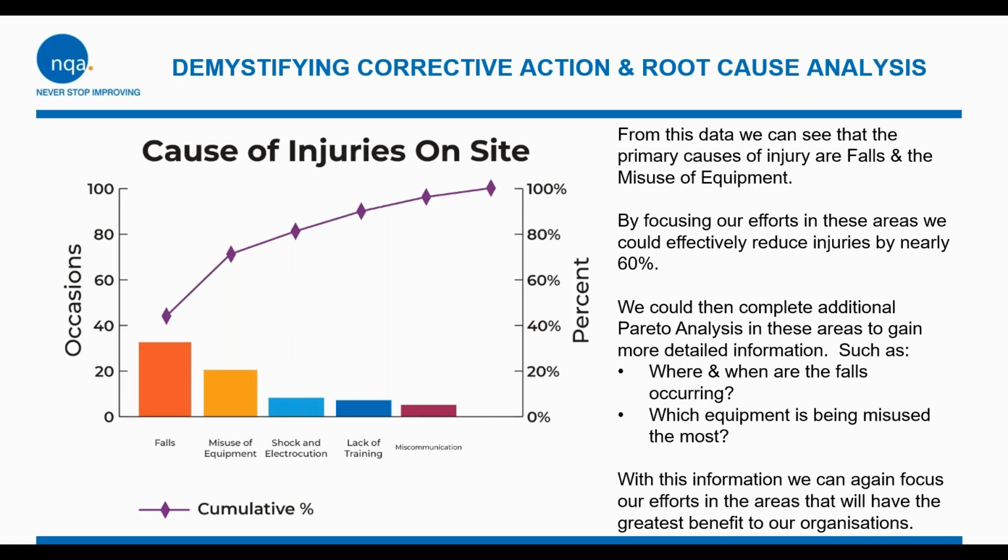You could then do more Pareto analysis on falls and the misuse of equipment, such as where and when are the falls occurring? They're in the car park, they're in the early morning, they're in the evening when the light isn't so great. The floor of the car park is full of potholes and ruts and there's not sufficient lighting in the area. Which equipment is being used the most, being misused the most? Find out why, drill into it, and with this greater wealth of information, you can focus your efforts to best effect.